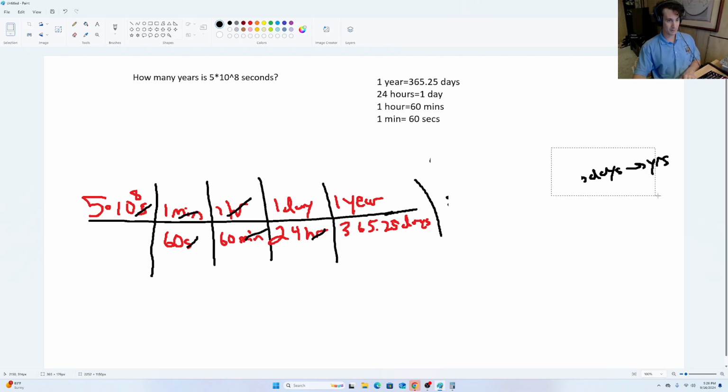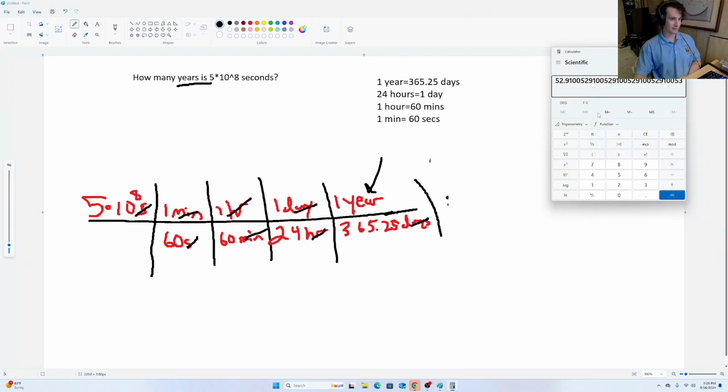And now I've run into my little thing here, so let's erase that. But this is your setup. And what we're making sure of, of course, is that everything cancels that needs to cancel. And we should be left with what? We want years. Hey, look at that. We got years left over. So this looks good. Then I can pull up my calculator.